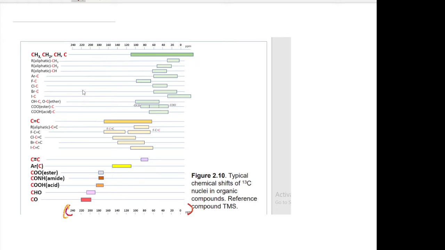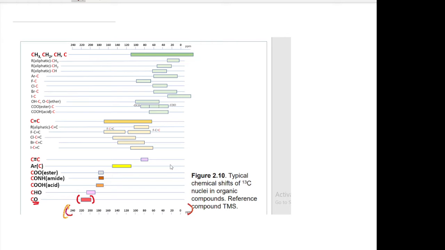So if your compound or molecule has a carbonyl, CO, then it will be in the range of 200 to 220. It is higher than all the other carbons. So whenever you find a shift value near 210 or 220, you are sure that there is a carbonyl carbon. We are looking at the carbon because this is a carbon-13 NMR spectrum. We are not interested in the proton, we are interested in the carbon.